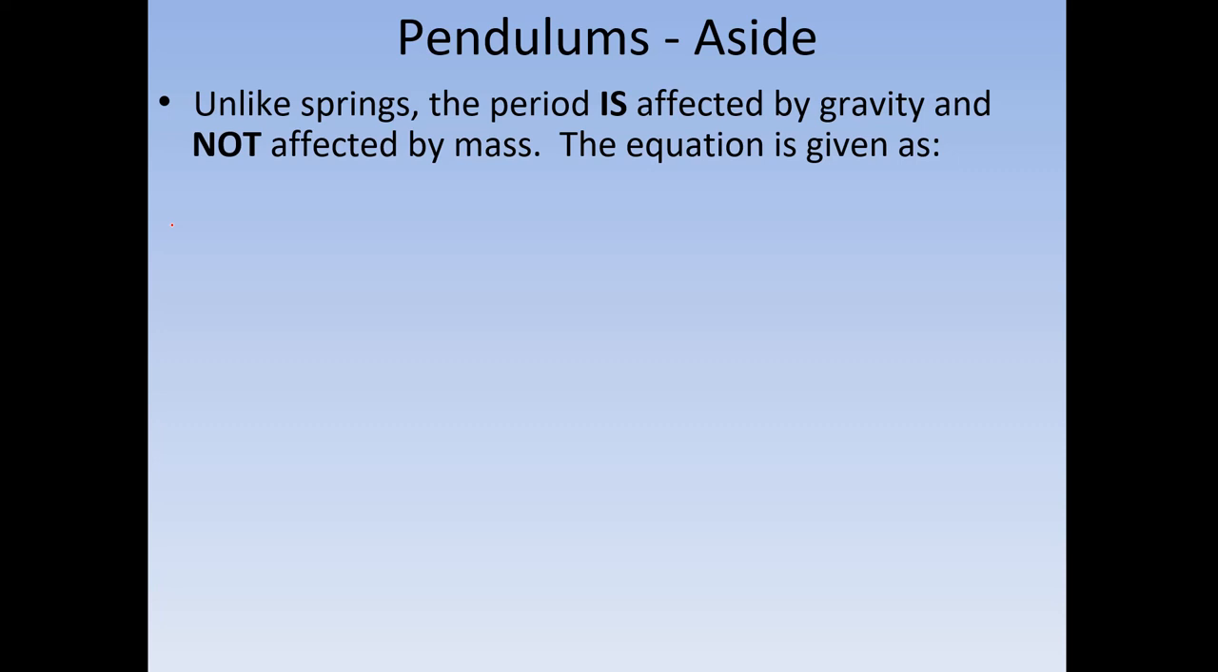So the equation that we have for the period of a pendulum is actually very similar to the spring. It's 2 pi rad L over g. L is the length of the pendulum, usually the length of the string, and g is the gravitational acceleration. So the planet you're on, things like that.